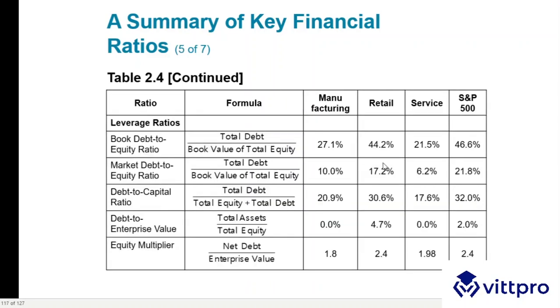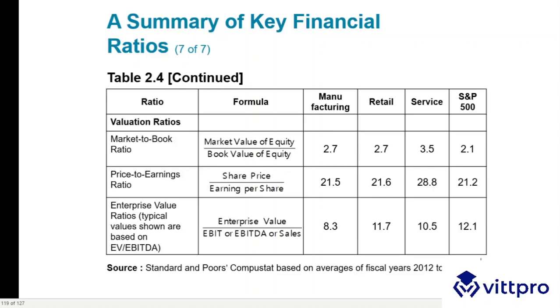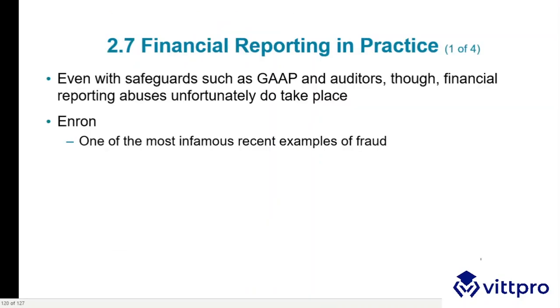Right? Leverage ratio, debt to equity ratio, you can say total debt divided by the total value of equity, on average is 46%. So the companies are not borrowing more than their own equity, right? So this is how you can see. You have the ratios and you have the standards, so you can use them as a reference.